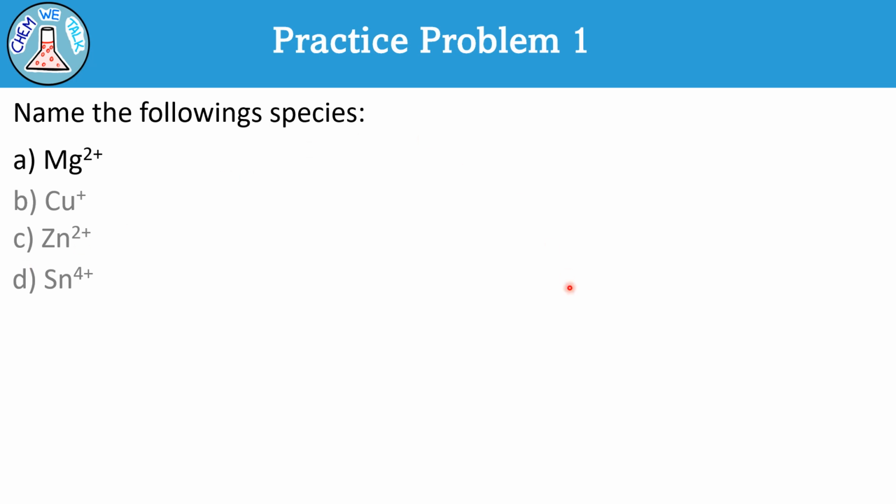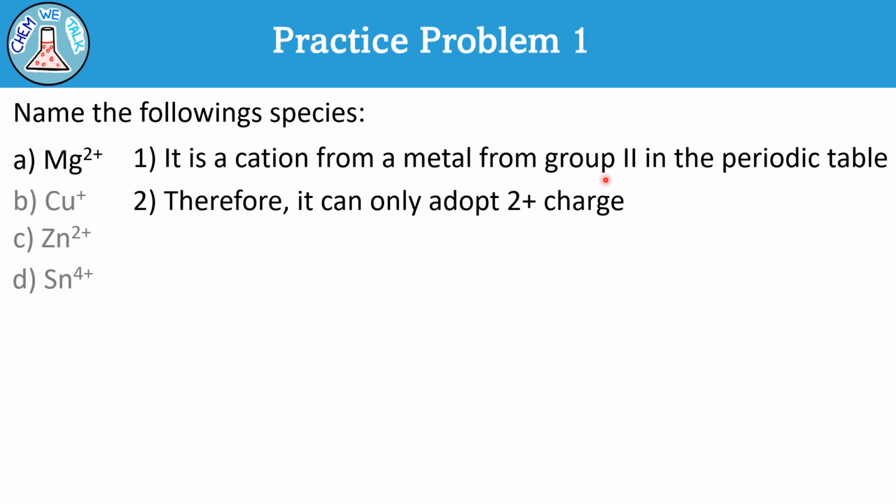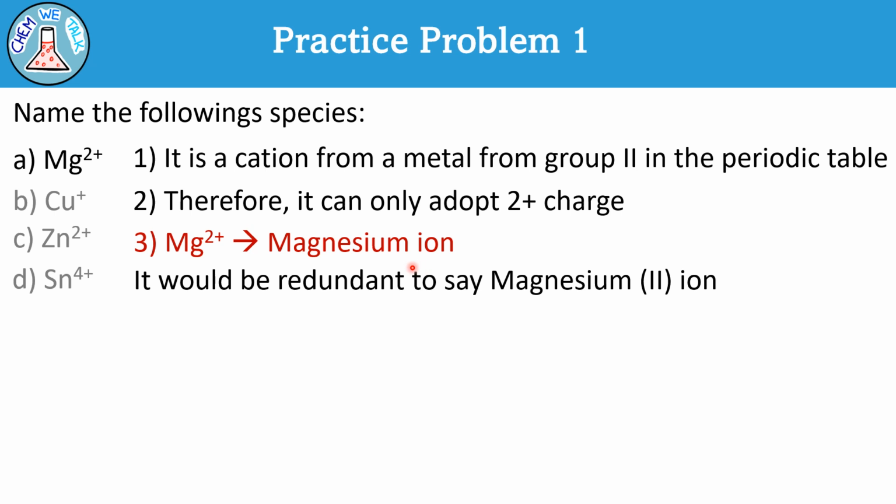Okay, let's look at a few problems here. Start with magnesium 2+. We know that it is a cation from a metal from group 2 in the periodic table, and cations from metals in group 2 are always going to be 2+, which means we're just going to simply call it magnesium ion and call it a day. Just be careful. It would be redundant to say magnesium(II) ion because magnesium is always 2+, so there's no need for it, and it's actually incorrect, so we don't use it.